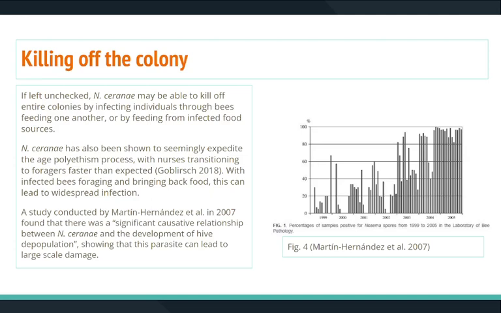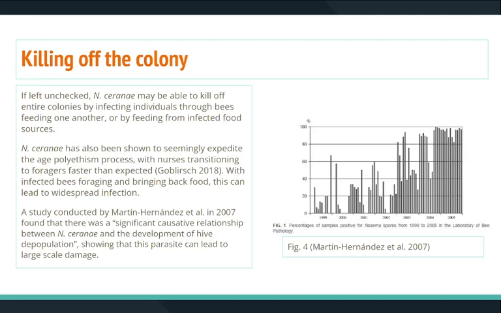A study conducted by Martin-Hernandez et al. in 2007 found that there was a significant causative relationship between Nosema ceranae and the development of hive depopulation, showing that this parasite can lead to large-scale damage.